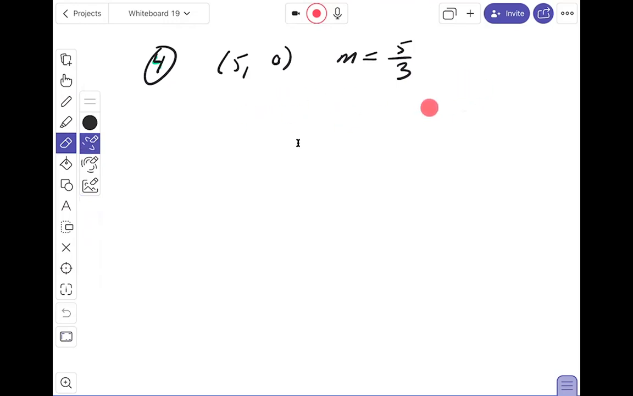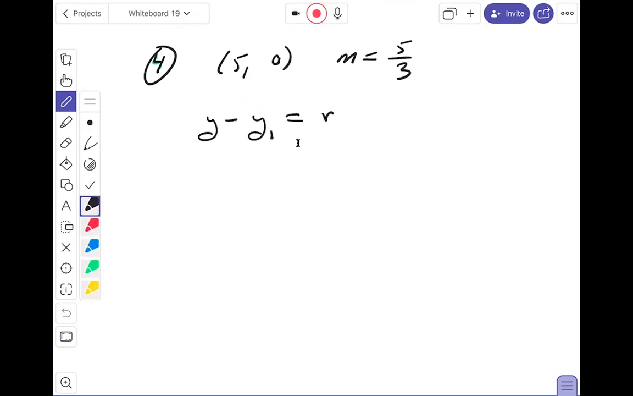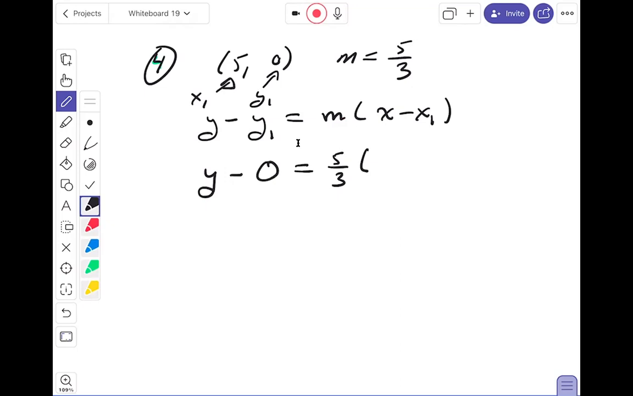And I'm going to put my favorite form down. What's my favorite form? y minus y1 equals m times x minus x1. What's this? x1. What's this? y1. And of course, slope is m. Let's write down y minus 0. That's what y1 is. m is 5/3 times x minus 5.